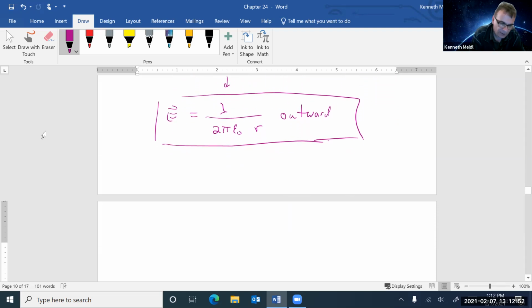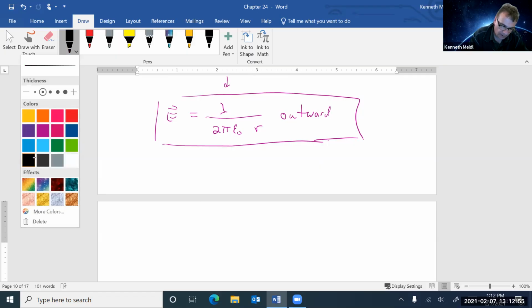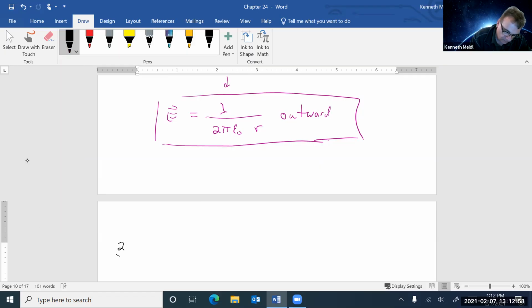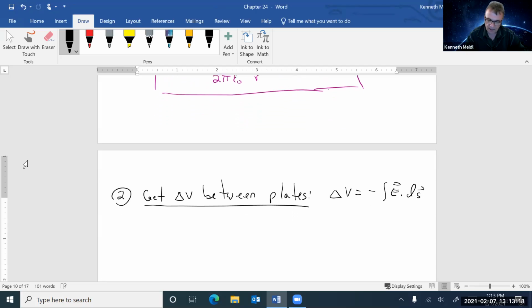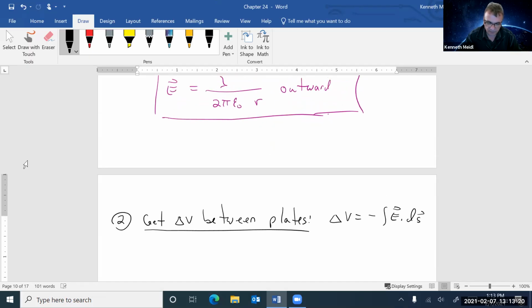use that to get the voltage difference between the plates. And I'm going to use my general definition here to do something like that. And so I've got the electric field sitting here in front of me. And so this is not terrible to do. We have this built-in minus sign.